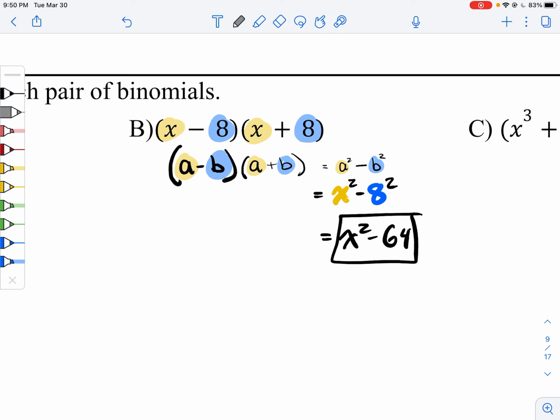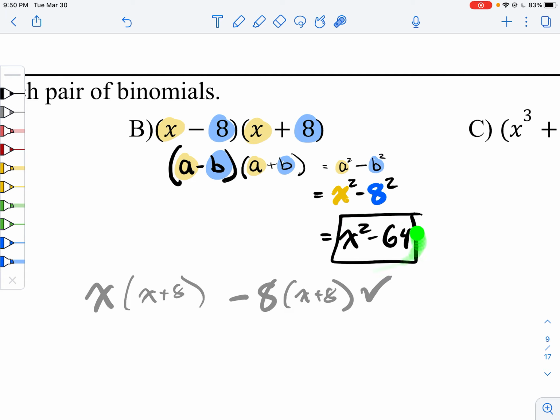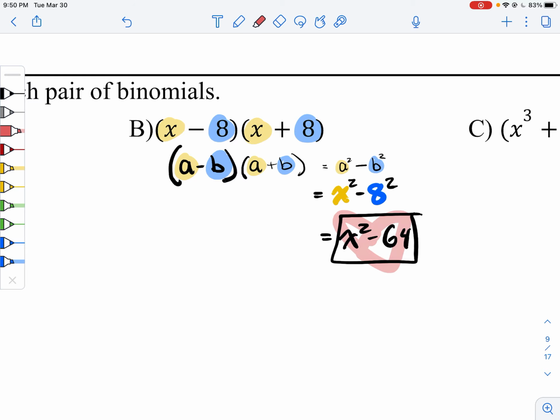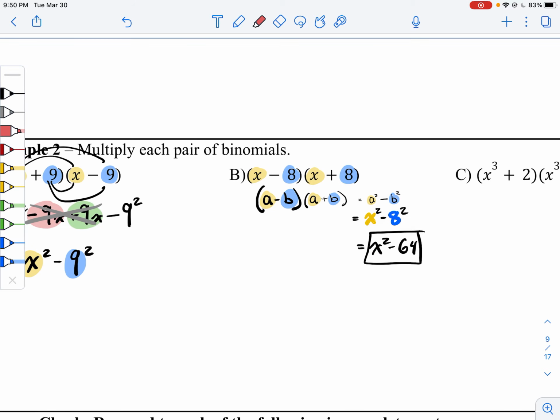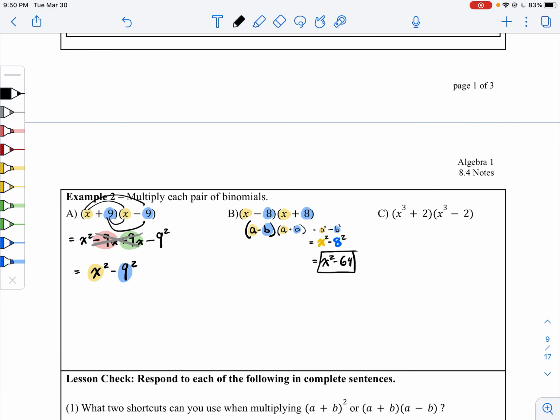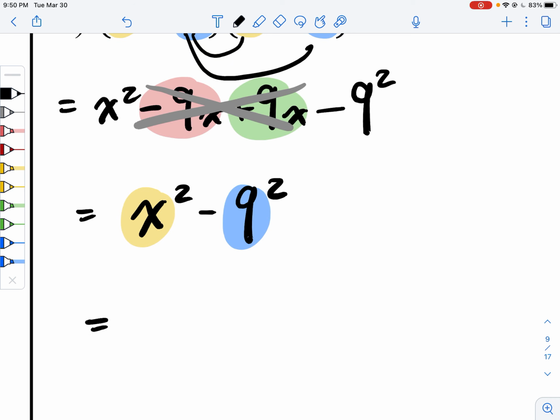You want to distribute it out and get x minus 8 times x plus 8. That's great. That will 100% work. It will always get you back to x squared minus 64. So it doesn't matter which route you take. This one is the shortest way. Love. But whichever route you take, it will get you there. And that's fine. Oh, by the way, we didn't finish this problem. x squared minus 81.